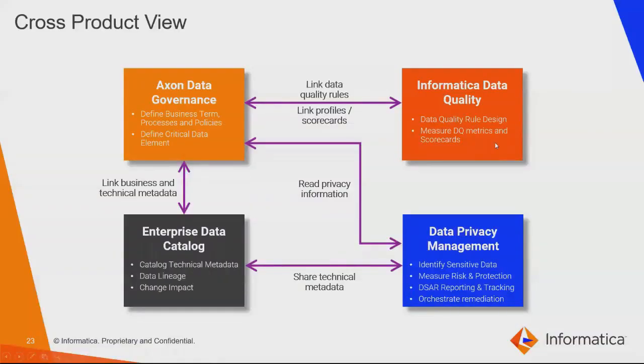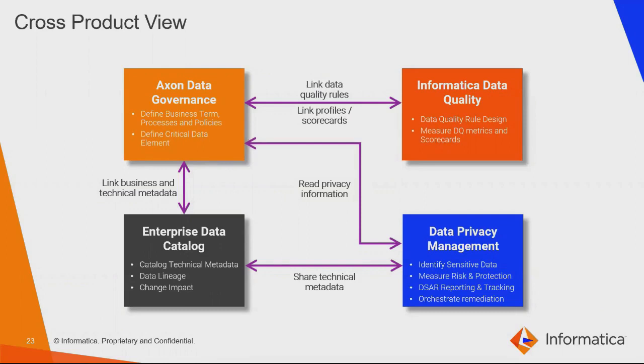Here is a cross-product view of the product suite of Axon, data quality, data catalog, and data privacy management. All of the integration touchpoints are bidirectional and they can be configured in the Axon admin panel. Axon and data quality are integrated through a data quality agent, basically used to link the data quality rules, profiles, and scorecards to extract the dashboard. Or the other way is to generate the data quality rules using NLP-based algorithms in data quality to accelerate the data quality deployment.